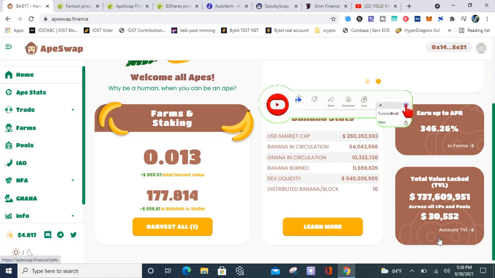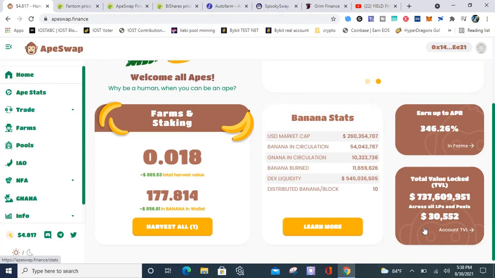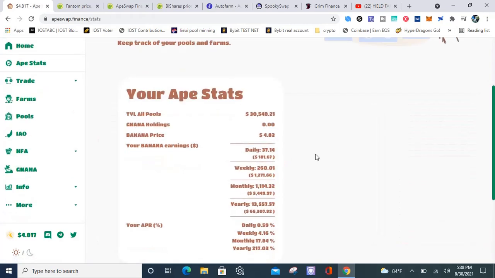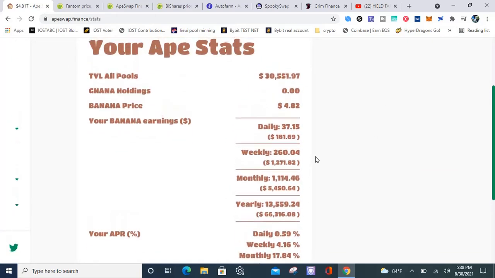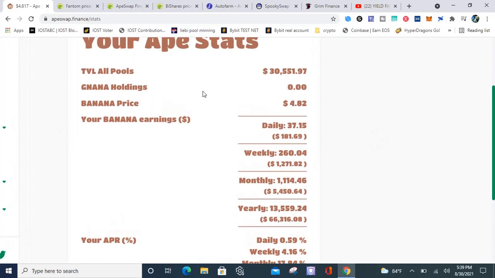So my LPs, this is what I'm telling you guys. That's that other level in yield farming I keep talking about. You see my LPs went up in value. Now they up to $30,552. I think the last time we spoke, it might have been at like 26,000, but they still going up. Let's go to the ApeStats, baby. Take a look at that. So banana price is at $4.82. I got $30,551 in LPs because my LPs have gone up.